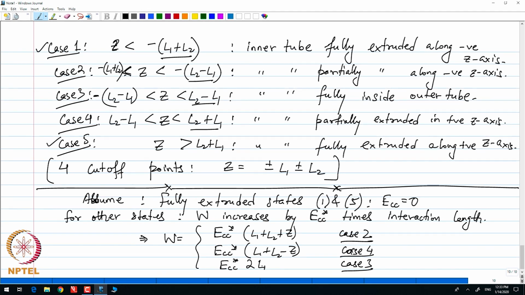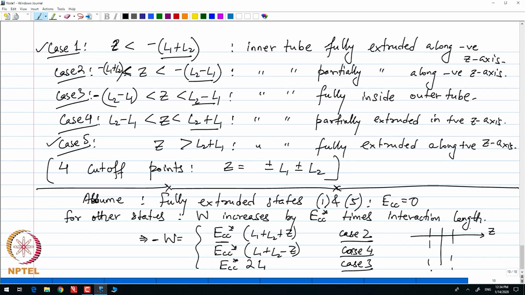And what I have is the following. ECC star now is negative by its definition, because it is an attractive interaction energy. So, what I have written down is the negative of the work done, right. So, if I were to plot this negative W with respect to z, I will see that we have the following 5 stages. So, this is my z axis. So, let me now break it down into the following 5 stages.